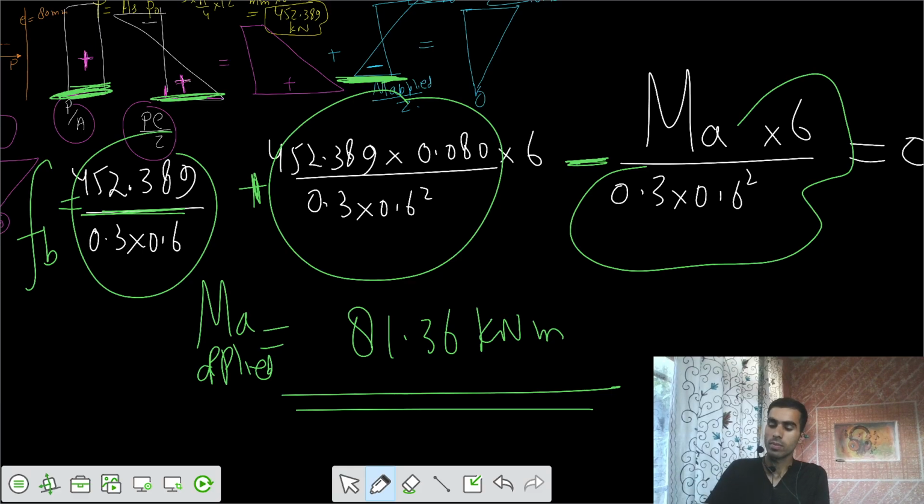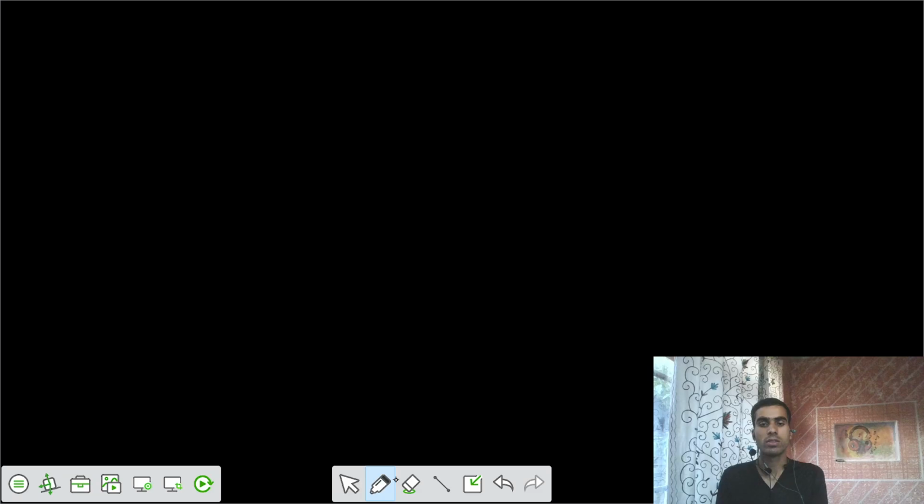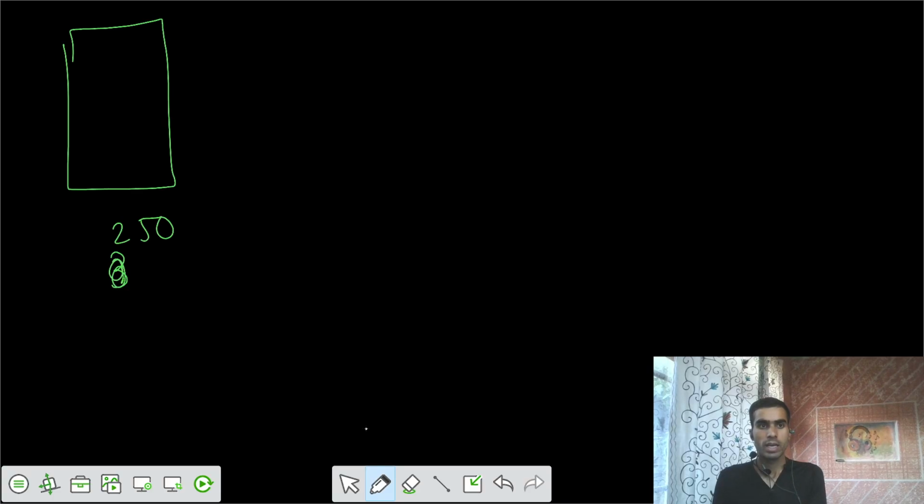Okay, let's take one more problem related to your stress concept. It's saying that we have a beam cross section of dimensions 250 and depth is 375, and the tendon is a concentric tendon. That means the eccentricity is 0. The tendon is concentric, meaning the steel bar is concentric, which implies eccentricity is 0.